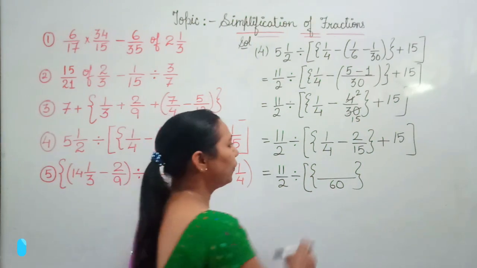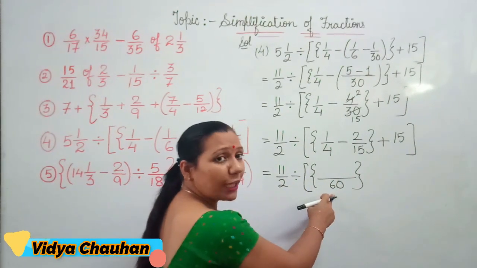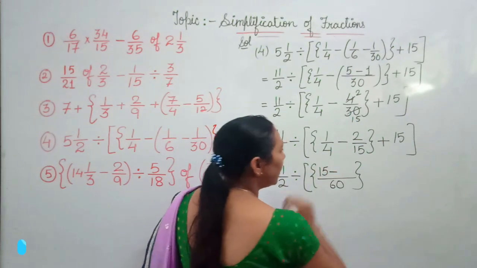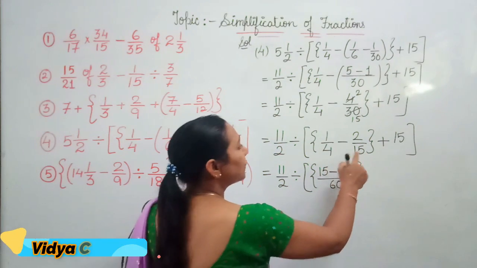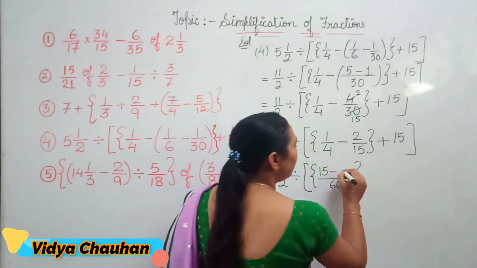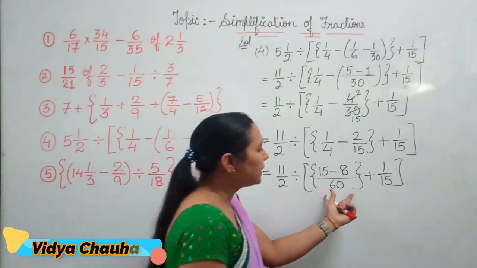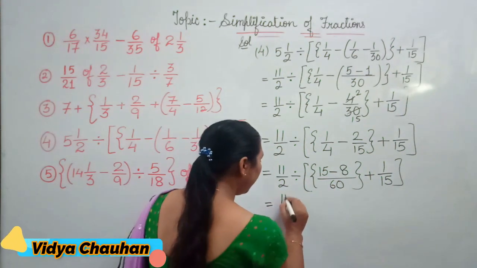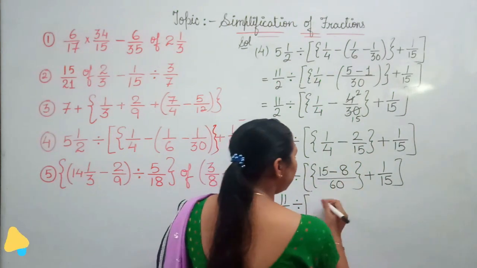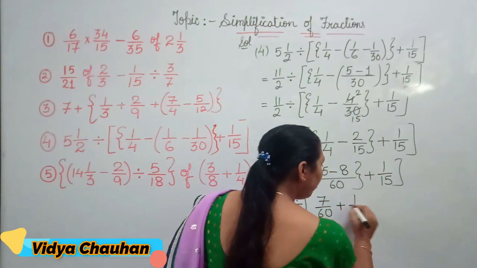Okay children? Now 15 4s are 60. 15 4 times is 60. Now 15 one time is 15, minus 15 4 times is 60 and 4 multiplied by 2 is 8, plus 15. Now children, let us solve this term here. So it will be 11 upon 2 divided by square bracket 15 minus 8 is 7 upon 60 plus 1 upon 15.